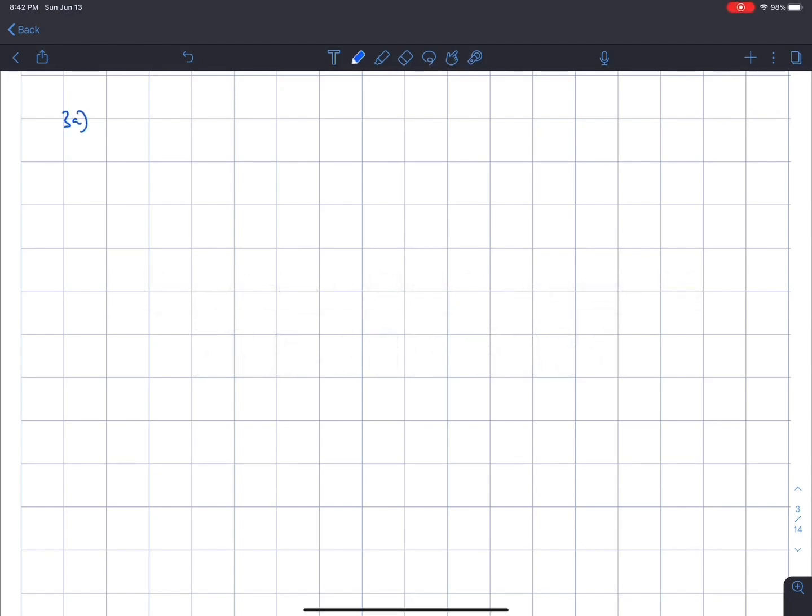Okay, question 3a. Determine the closest integer to the irrational number. So we have the square root of 5. Again, the first step will be very similar to question 2. You just want to write down the two perfect squares that are smaller than and bigger than 5 in this case. And of course, we want the closest one.